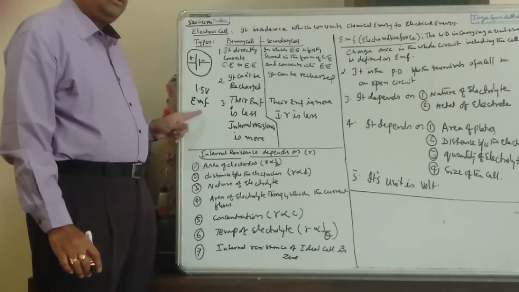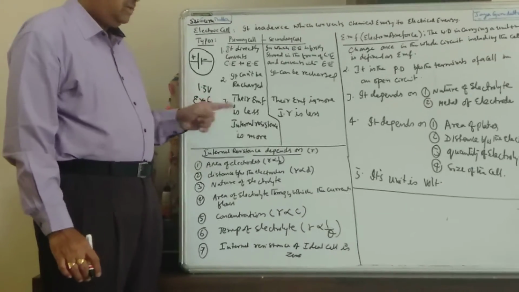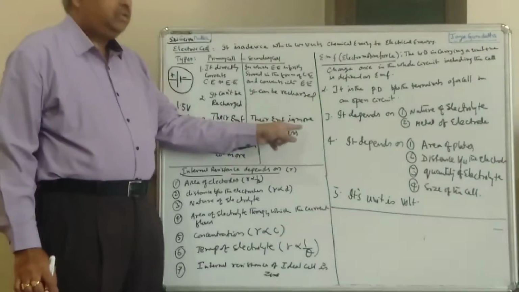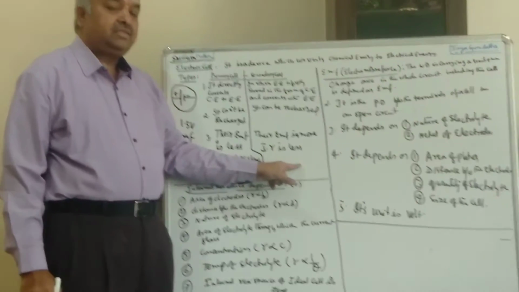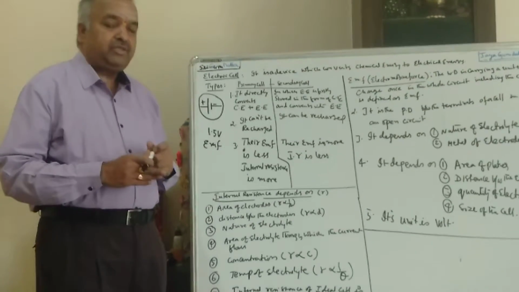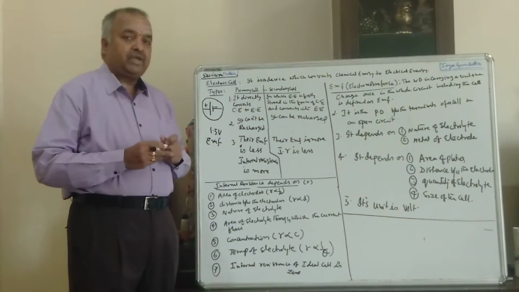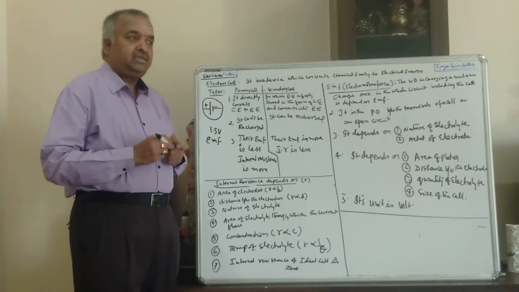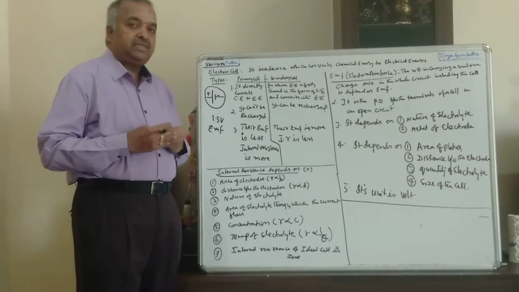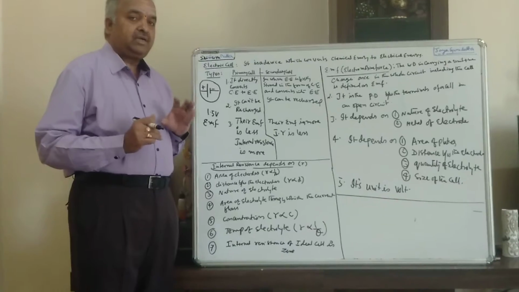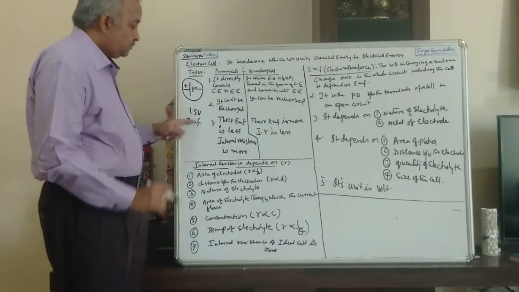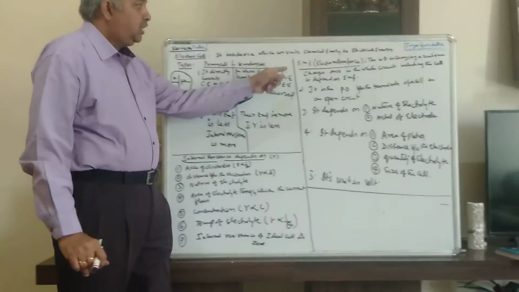Similarly, in one the EMF is less and internal resistance is more. EMF is electromotive force, which we will discuss later. In the other, the EMF is more and internal resistance is less. As you know, resistance prevents the flow of current. Internal resistance is the resistance offered by the cell which prevents the flow of electric current in the circuit.